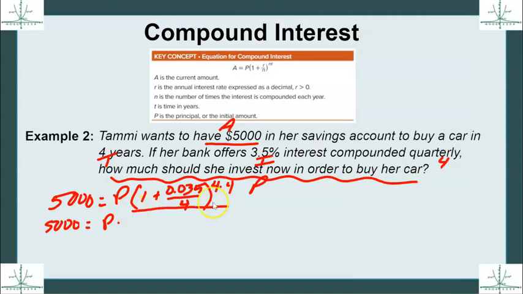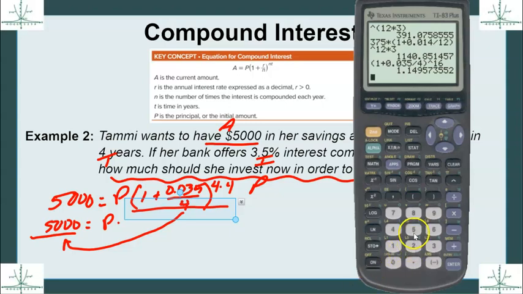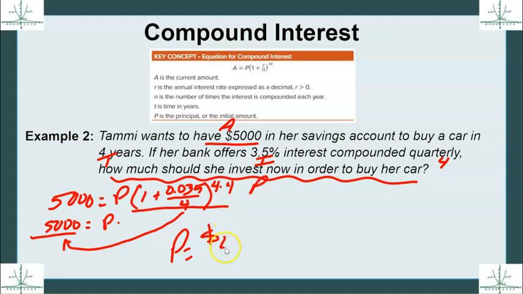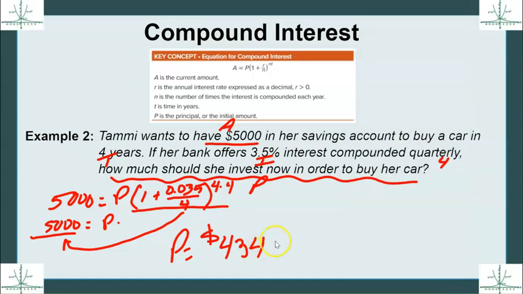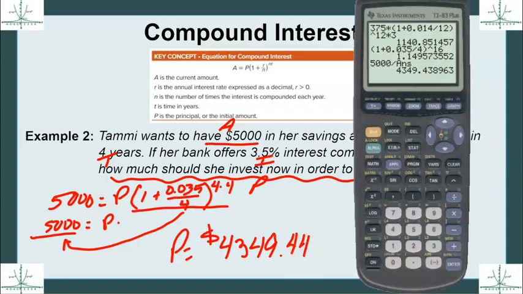Now, to be as accurate as possible, I actually want to use all of this. So I'm going to divide all of this by here, so 5,000. So on my calculator, I'm going to type in 5,000 so I can get that P by itself. So I'm going to divide 5,000 by, and I'm going to hit second answer, which is what I just have there. And that will give me my answer of $4,349.44. So the principal amount she should invest would be $4,349.44.